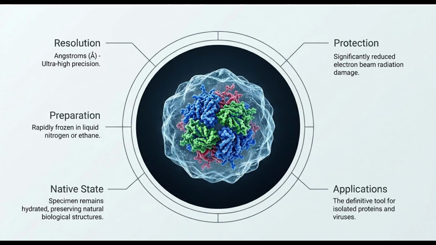Now let's check cryogenic electron microscopy. Okay, this is cryo. Cryogenic electron microscopy, commonly known as Cryo-EM, is one of the most powerful imaging techniques available today. Samples are rapidly frozen using liquid nitrogen or liquid ethane, preserving them in a near natural state without chemical fixation.